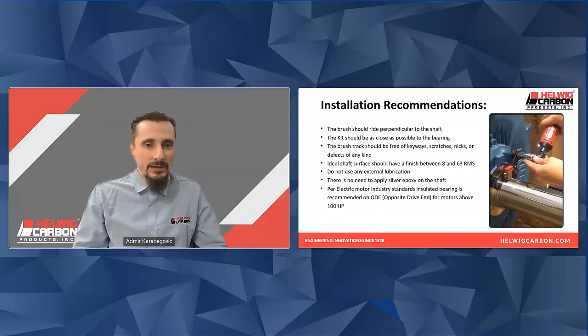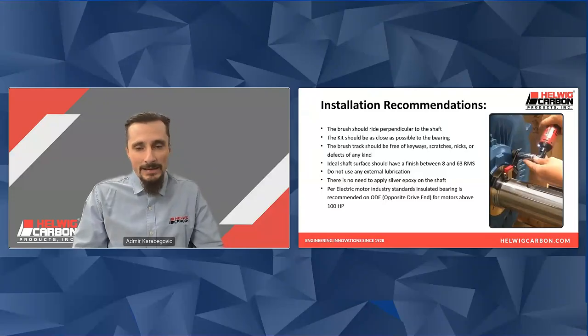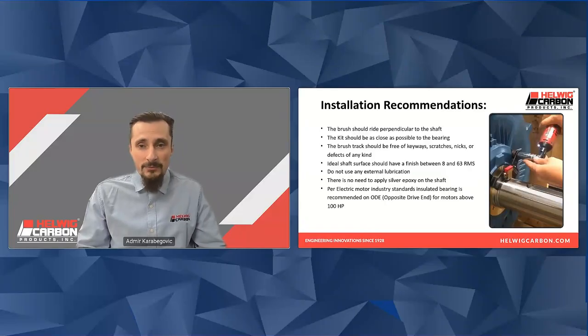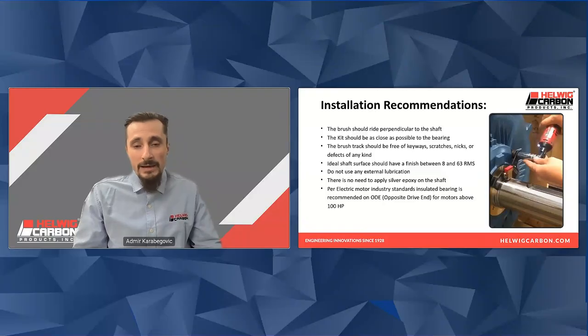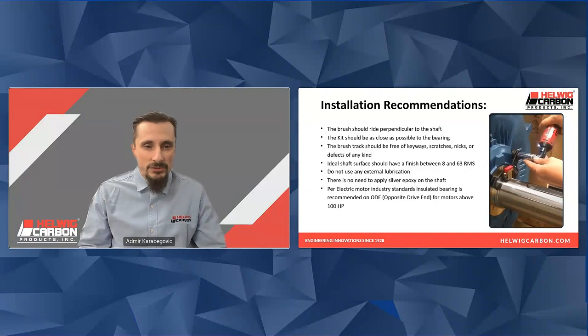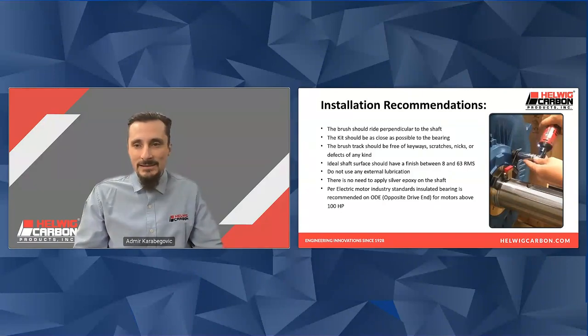The kit should be as close as possible to the bearing. The brush track should be free of keyways, scratches, nicks, or defects of any kind. If it's a painted surface, you have to make sure to remove that paint because that paint is dielectric, and we want to be able to touch the raw stainless steel shaft. So if there's any kind of paint on there, please remove that before applying our kit, or any bearing protection kit for that matter. The ideal shaft surface finish should be somewhere between 8 and 63 RMS.